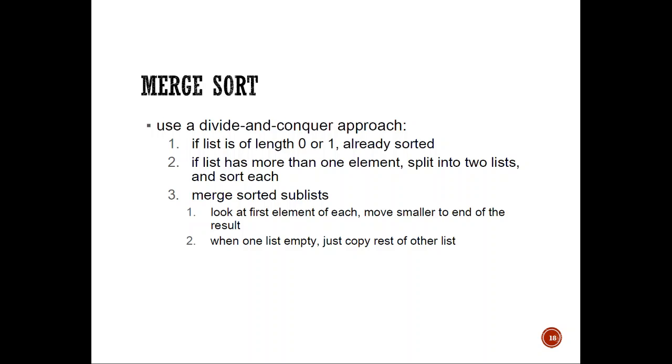First, it checks if the list length is 0 or 1, which means it's already sorted. If the list has more than one element, it splits it into two lists and sorts each, and then merges the sorted sublists. So we look at the first element of each sublist, and we move the smaller to the end of the result. When one list is empty, we just copy the rest of the other list.